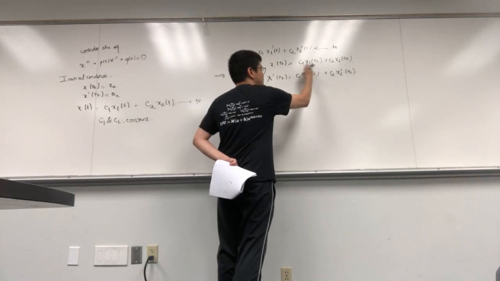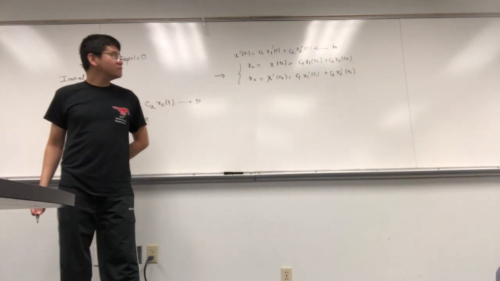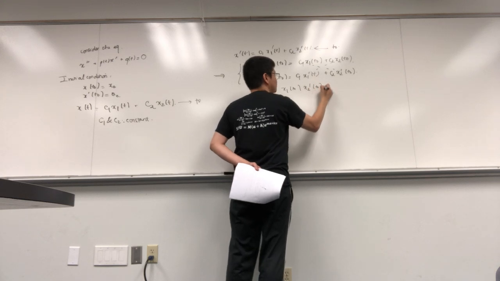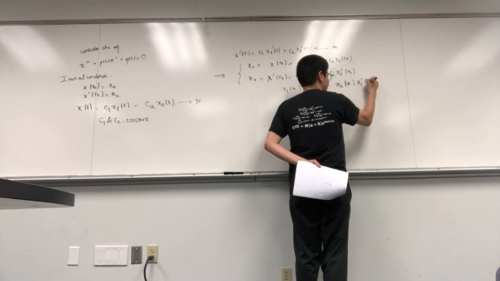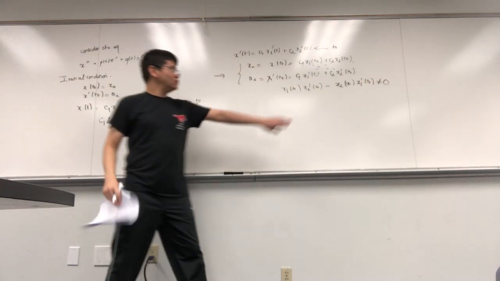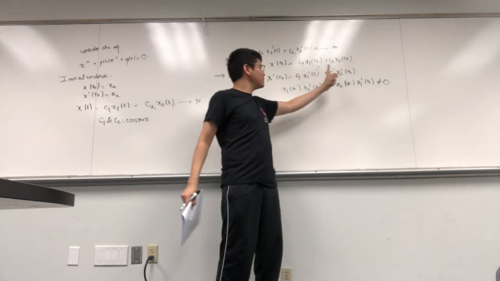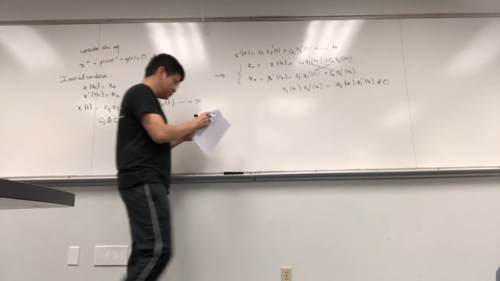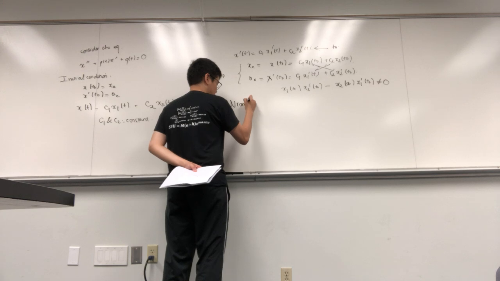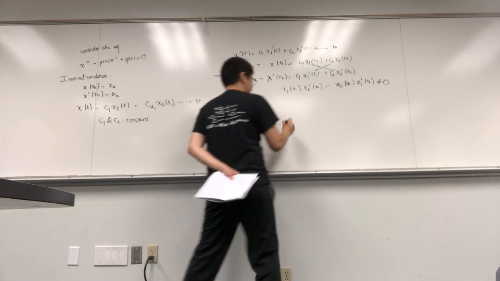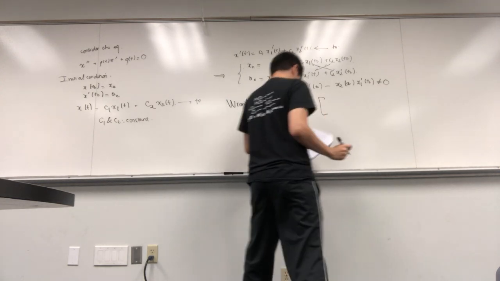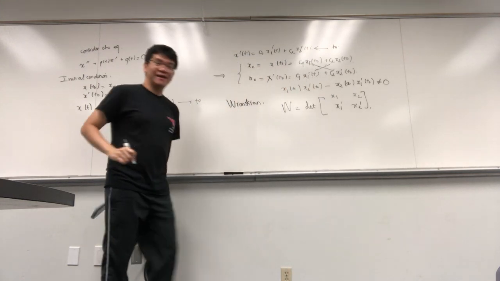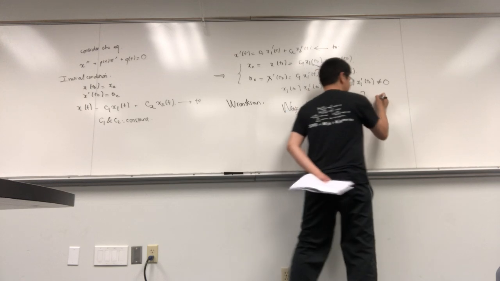So in order for this system to have a solution, we need this quantity, x1(t0) x2'(t0) minus x2(t0) x1'(t0), to be different from 0, right? So you multiply this coefficient with this coefficient and you subtract the product of this one and this one, right? And this is the so-called Wronskian. So the Wronskian is defined to be the following. The Wronskian is the determinant of the matrix with rows x1, x2 and x1', x2', evaluated at time t0.